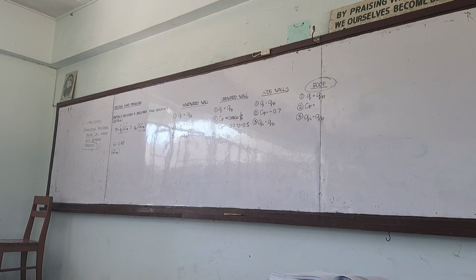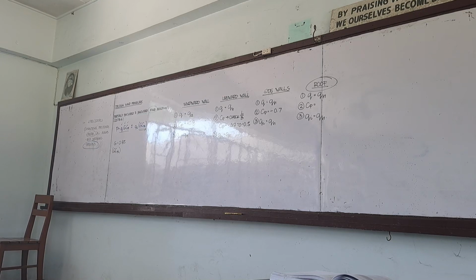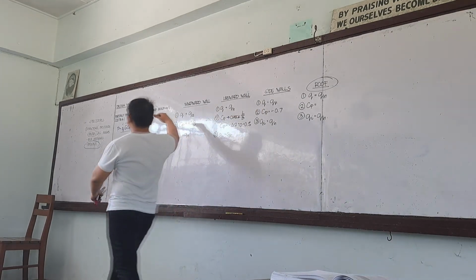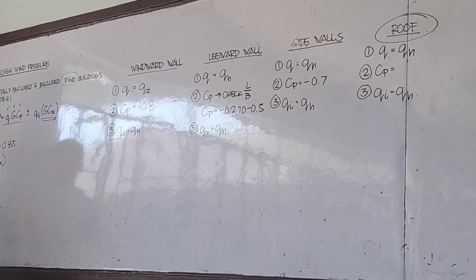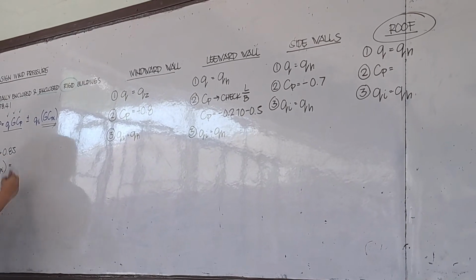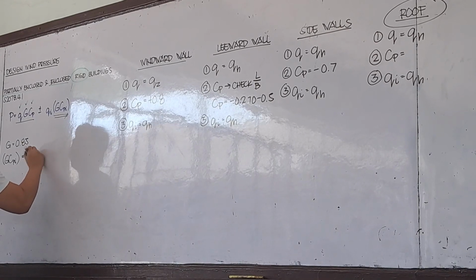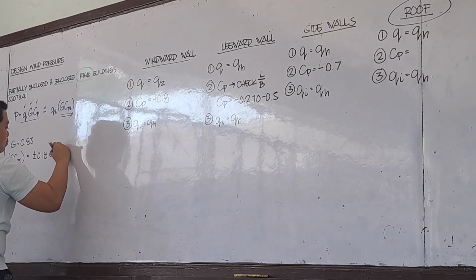So since we have already identified what type of enclosure classification of the building, this can be from section or in table 278.11-1. Since this procedure is only applicable for partially enclosed and enclosed buildings, the GCPI is equal to, for enclosed, positive, negative 0.18.